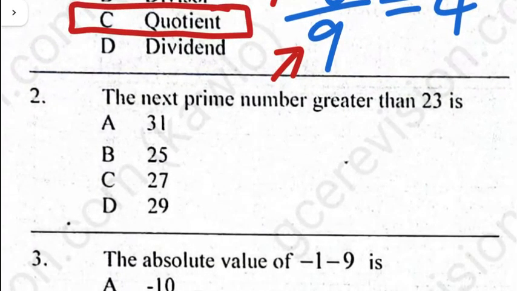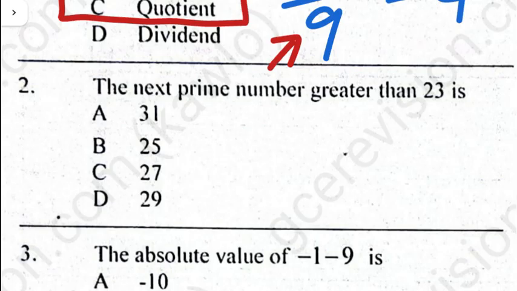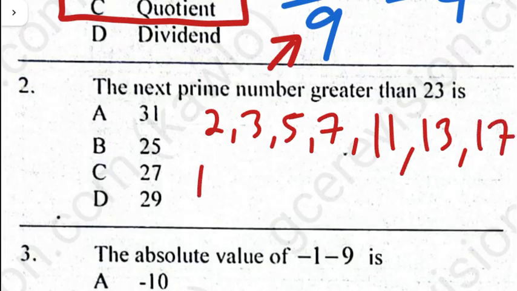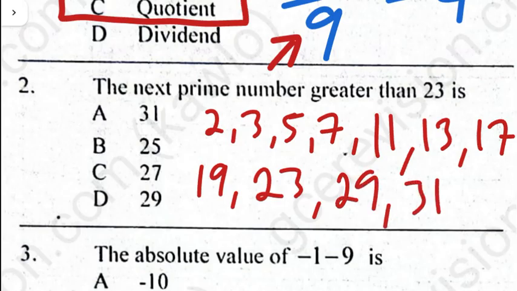Question 2. The next prime number greater than 23 is... What are prime numbers? Prime numbers are numbers that have just two factors. The first factor is 1. The second factor is itself. So the first prime number is also an even number for the positive prime number. So we have 2, 3, 5, 7. 9 is not a prime number. It is a composite number because it has 3 factors, 1, 3, and 9. So the next prime number after 7 is 11. Then we have 13. 15 as well is not a prime number. We have 17, 19, 21 is not a prime number, 23, 25 is not a prime number, 27 is not a prime number. The next is 29, and then we have 31. So the next prime number after 23 is 29.